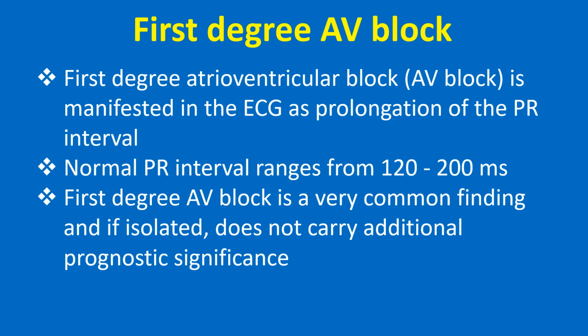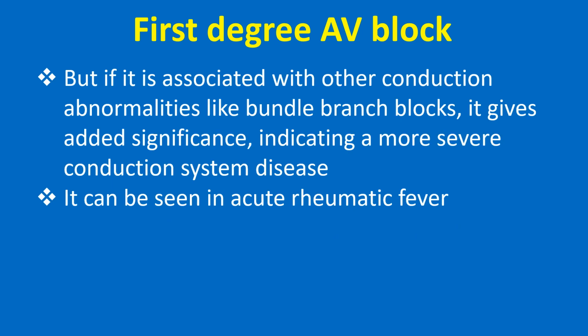notch. First degree atrioventricular block is manifested in the ECG as prolongation of the PR interval. Normal PR interval ranges from 120 to 200 milliseconds. First degree AV block is a very common finding and if isolated does not carry additional prognostic significance. But if it is associated with other conduction abnormalities like bundle branch blocks, it gives added significance indicating a more severe conduction system disease. It can be seen in acute rheumatic fever.